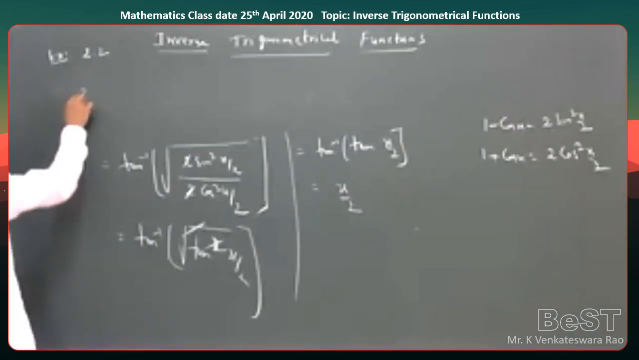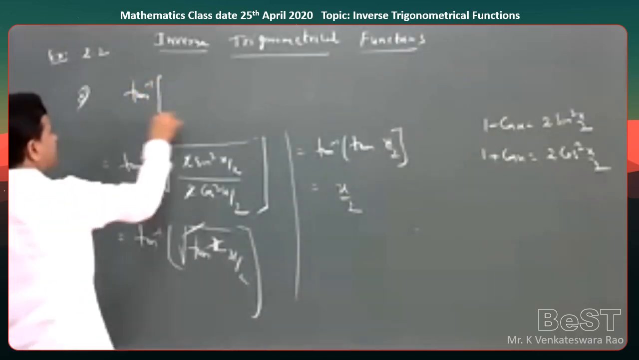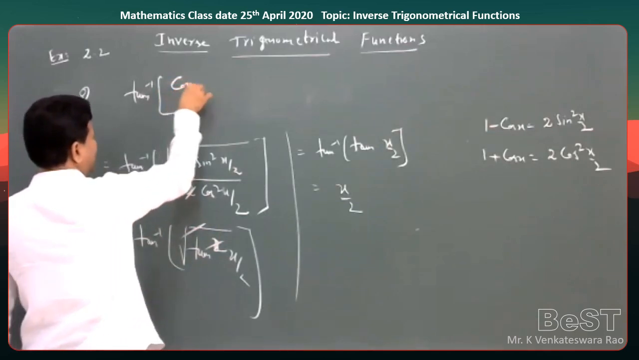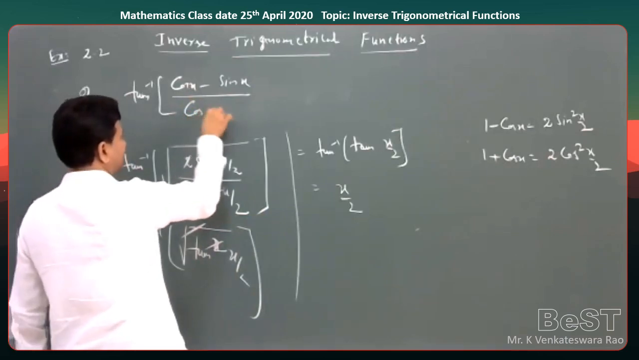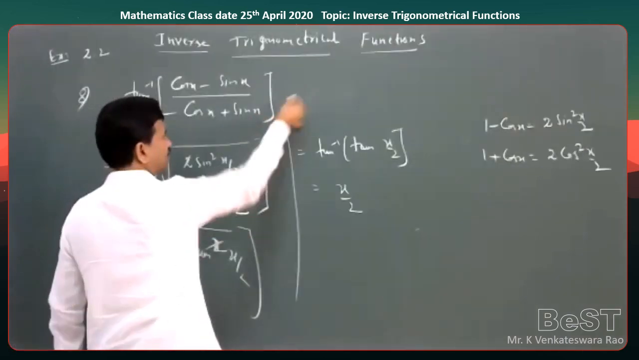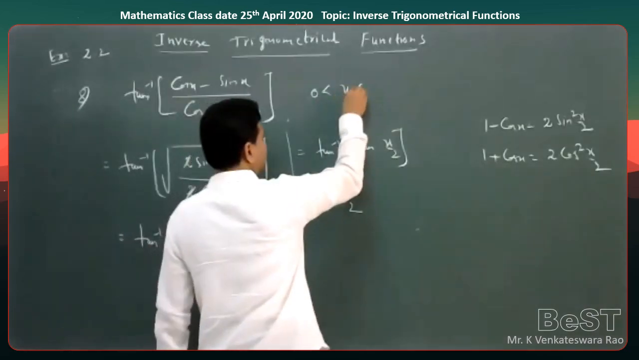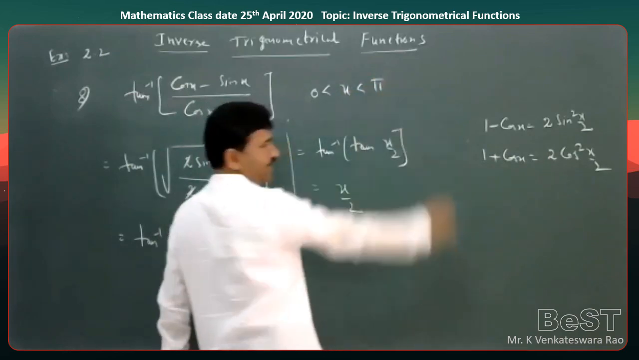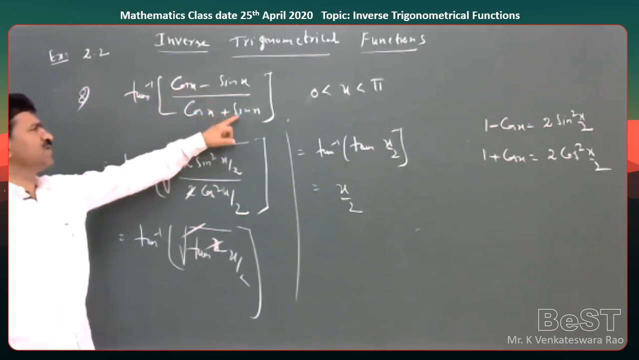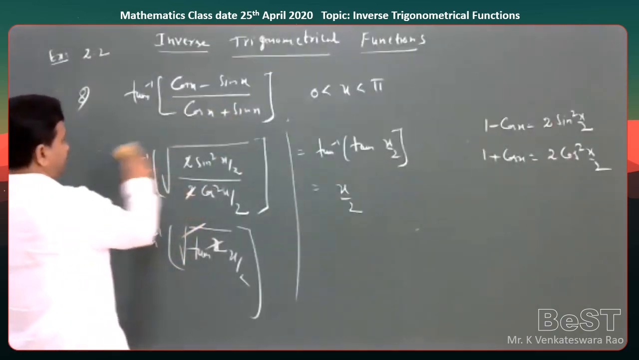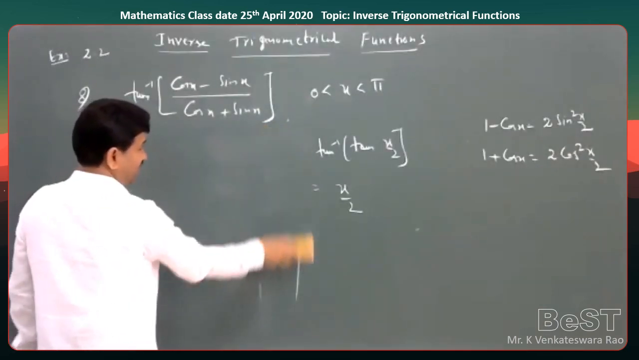So the eighth problem. Simplify tan inverse of (cos x minus sin x) by (cos x plus sin x), with the condition 0 is less than x less than pi. Simplifying this one is another important problem for you; even in calculus, the same problem is there.